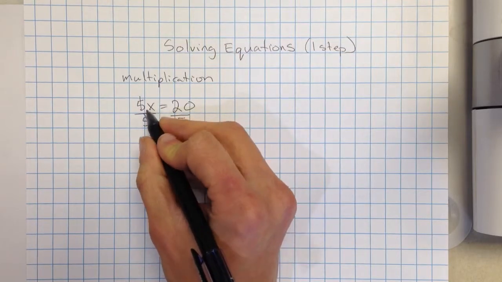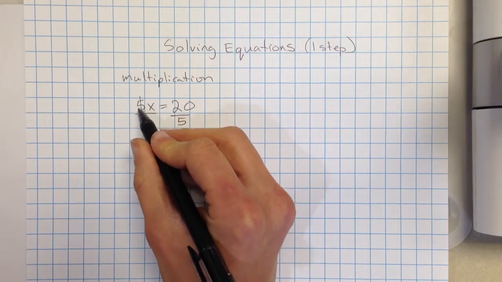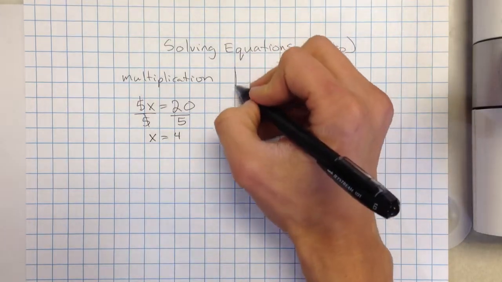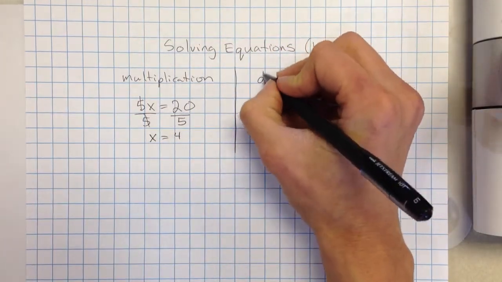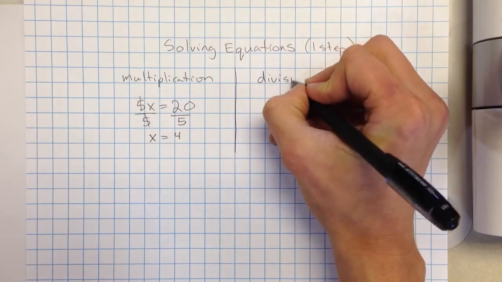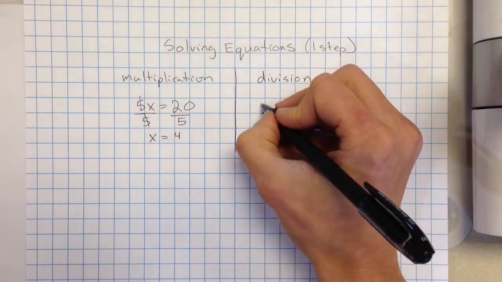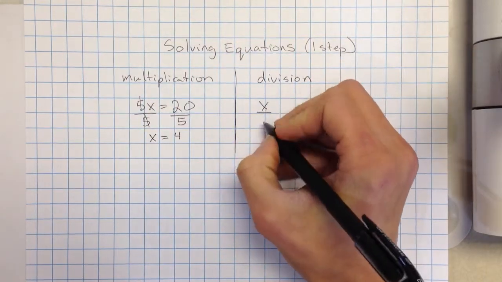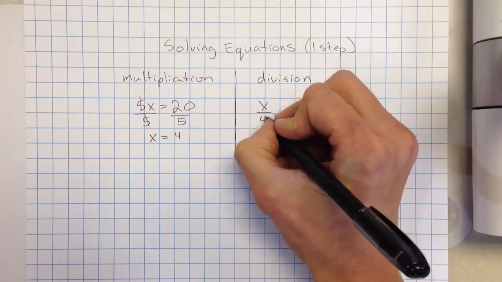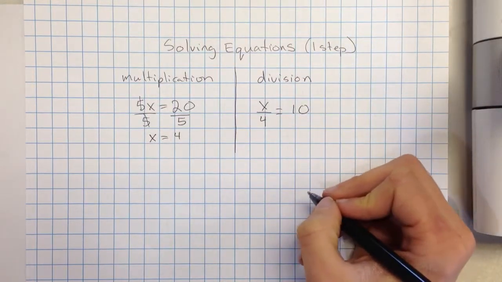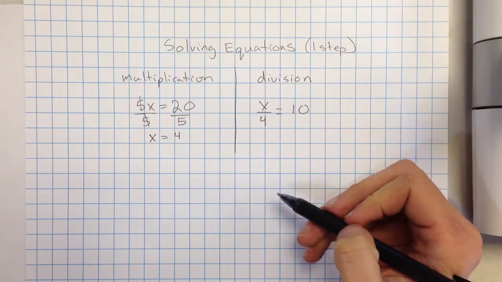If I put 4 back in my original equation, 5x, 5 times 4, that would equal 20, so I know that works. Now, in tonight's homework, we have a couple examples of division equations. It's pretty similar. So let's say we had x divided by 4 equals 10. I'm going to look for the side with the variable. In this case, it's on the left side.